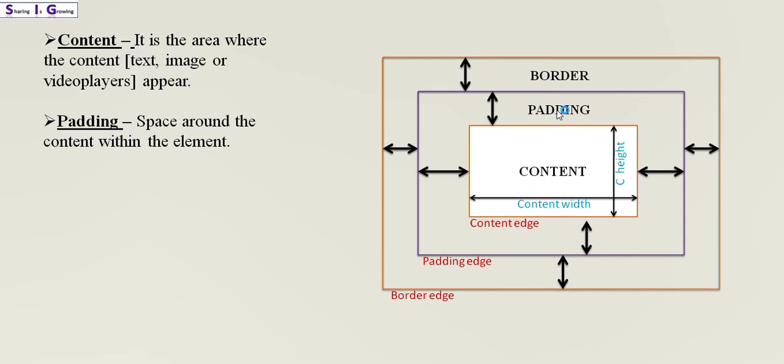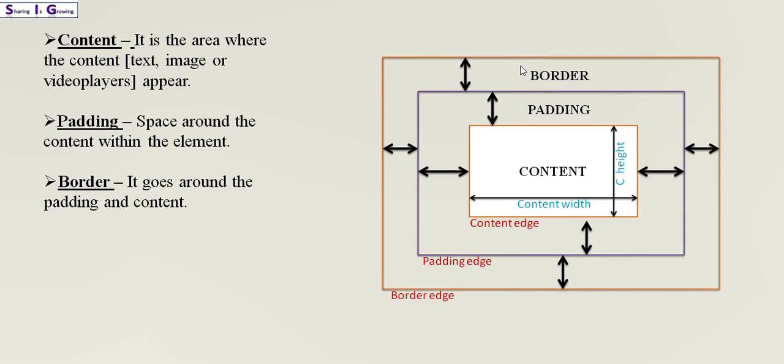But the point to understand here is that the border area, bounded by the border edge, extends the padding area to include the border elements, and it is represented as going around the padding and the content. This is the general border, the entire border, of a particular element.